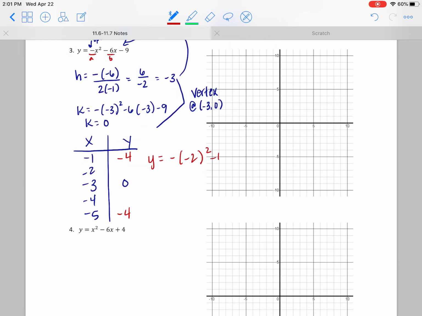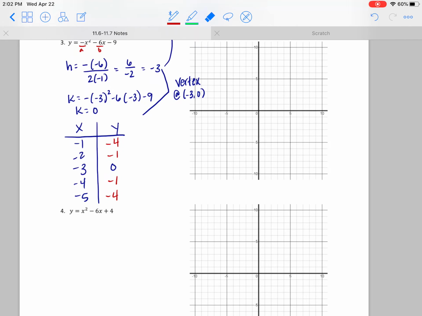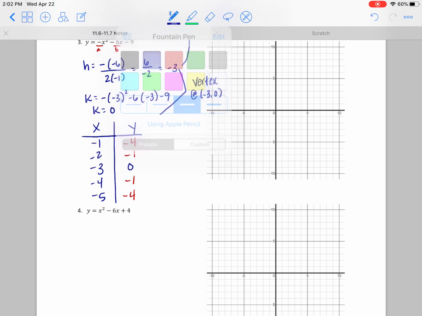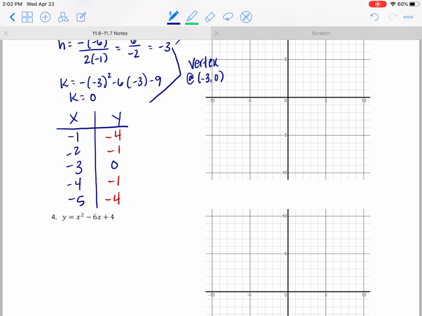Now I'm going to plug in -2. So -(-2) squared minus 6 times -2 minus 9. So that's 4 times a negative makes that a -4 plus 12 minus 9. That's 8 minus 9, which is -1. So a -1 here, and then again a -1 here.